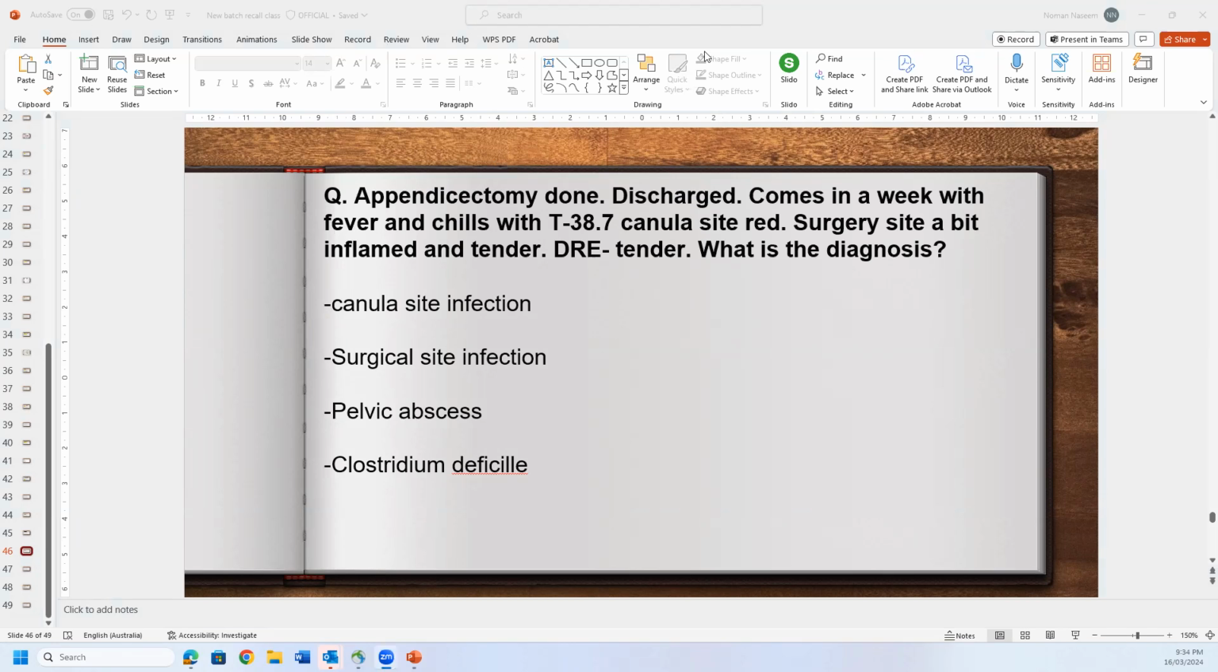Next one, appendectomy is done in a patient, and that patient was discharged. Comes back in a week with fever, high-grade fever, chills. Cannula site is red, surgery site is a bit inflamed and tender, but DRE is tender. So what is the diagnosis? Cannula site infection, surgical site infection, pelvic abscess, or Clostridium difficile?